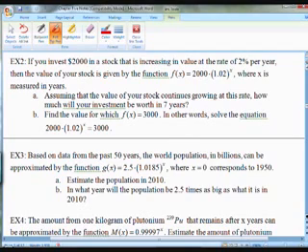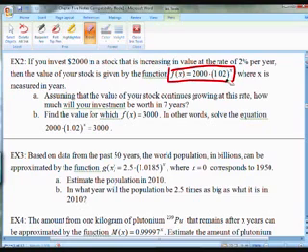It says if you invest $2,000 in a stock that's increasing at a rate of 2% per year, then the value of your stock is given by the following function. So you don't even need to know the information up the top. They just give you the function. Later on, you're going to be asked to find it. I am going to go ahead and explain to you where this function came from.